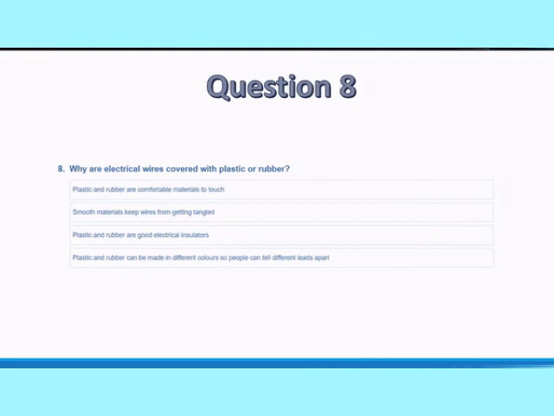Question 8. Why are electrical wires covered with plastic or rubber? Is it A, plastic and rubber are comfortable materials to touch? Is it B, smooth materials keep wires from getting tangled? Is it C, plastic and rubber are good electrical insulators? Or is it D, plastic and rubber can be made in different colors so people can tell different wires apart? Pause the video and record your answer.